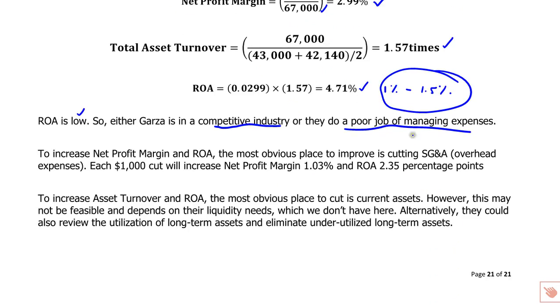The most obvious place I would think is SG&A. That's referred to as overhead expense, selling, general, and administrative, back office support. Each $1,000 cut will increase net profit margin over 1% and ROA over 2.5 percentage points. So even if you don't cut it 1,000, if you cut it 500, that'd be a huge improvement.